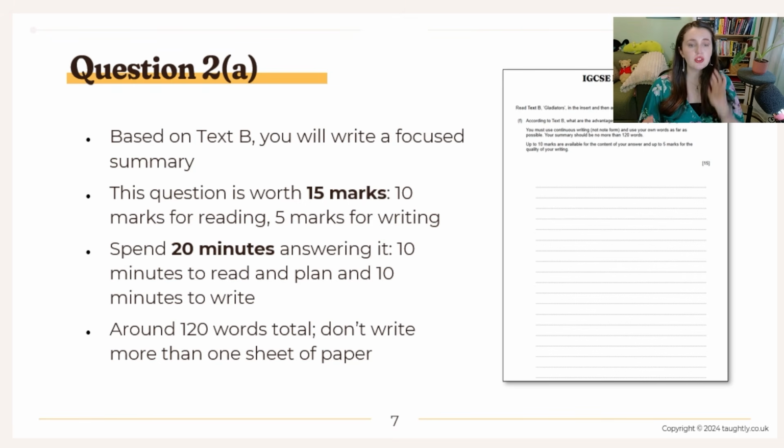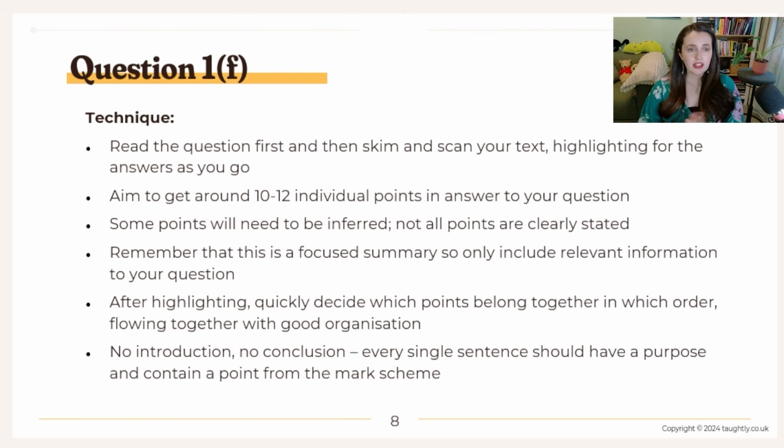Now, although Cambridge do give you a word suggestion, which is around 120 words, do not waste time counting up your words because Cambridge certainly will not. Instead, aim to write no more than the first sheet of paper, probably writing up to about here is the ideal length. And this summary that I'm going to show you guys today is the ideal length too, by the way. Now, in terms of exam technique, this is what I recommend for the summary question.